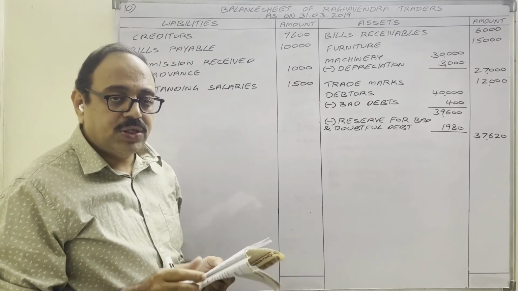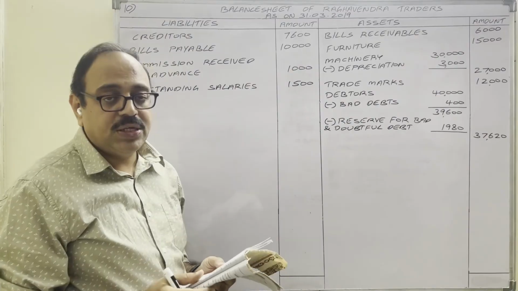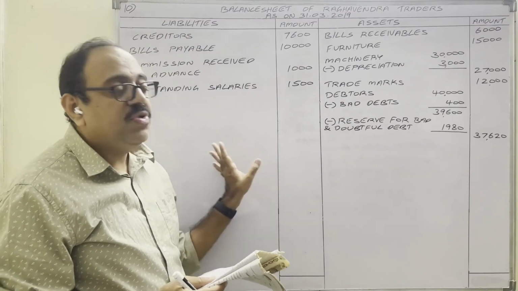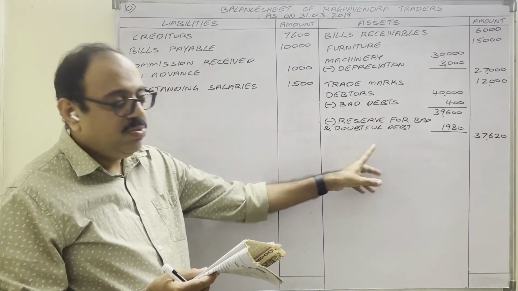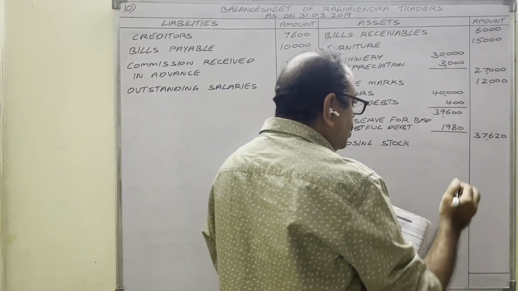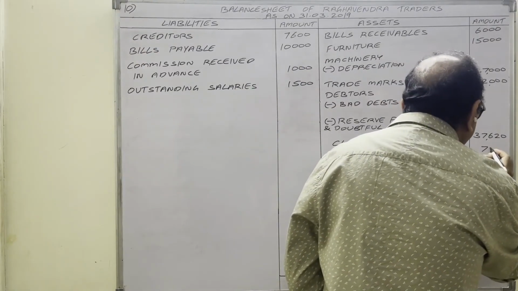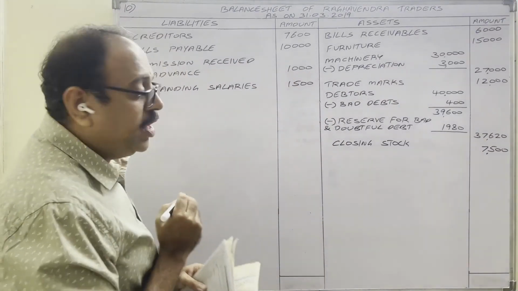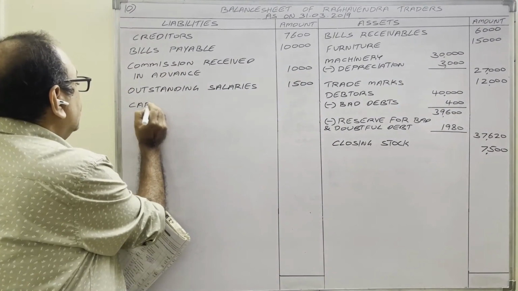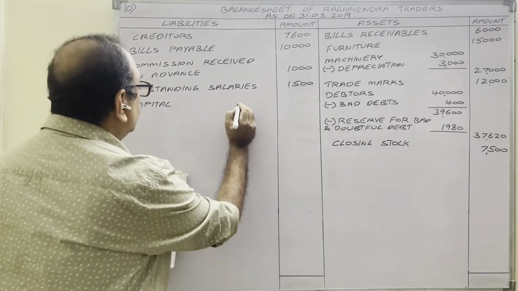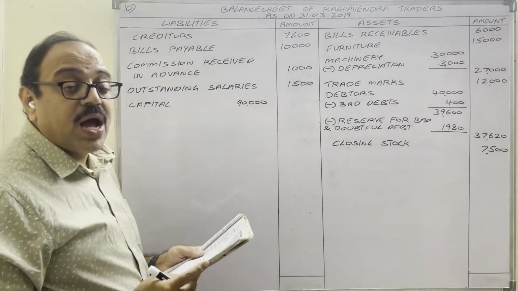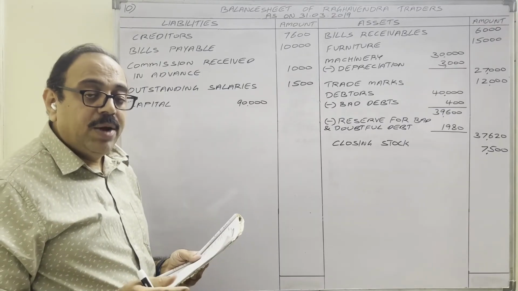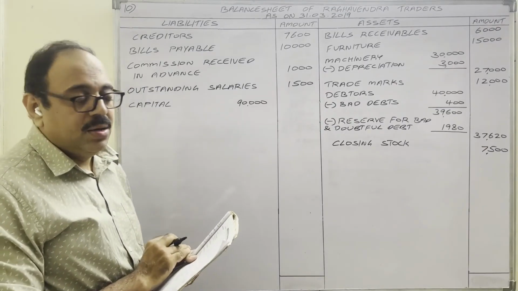So this is drawings, no? Drawings to capital we have to adjust. So everything we have taken. Finally, asset side, closing stock is there, no? Write down that. Closing stock 7,500 rupees. Liability side, come to capital adjustment. Capital, inner column, 90,000 rupees. To this, in profit and loss account, our answer is net profit, no? Net profit we should add to capital.